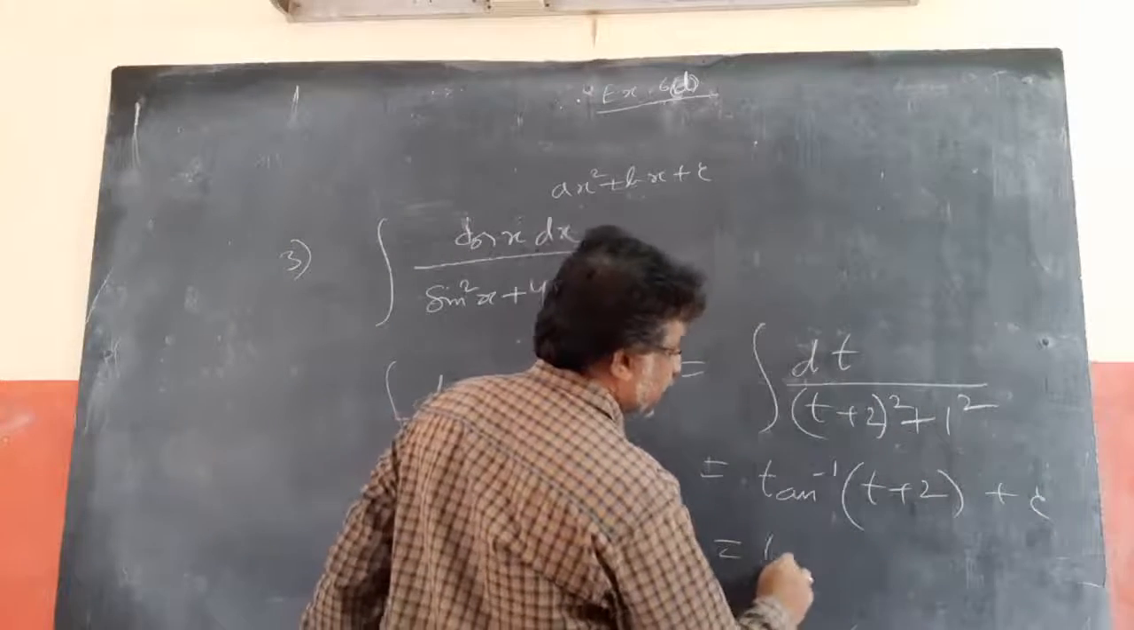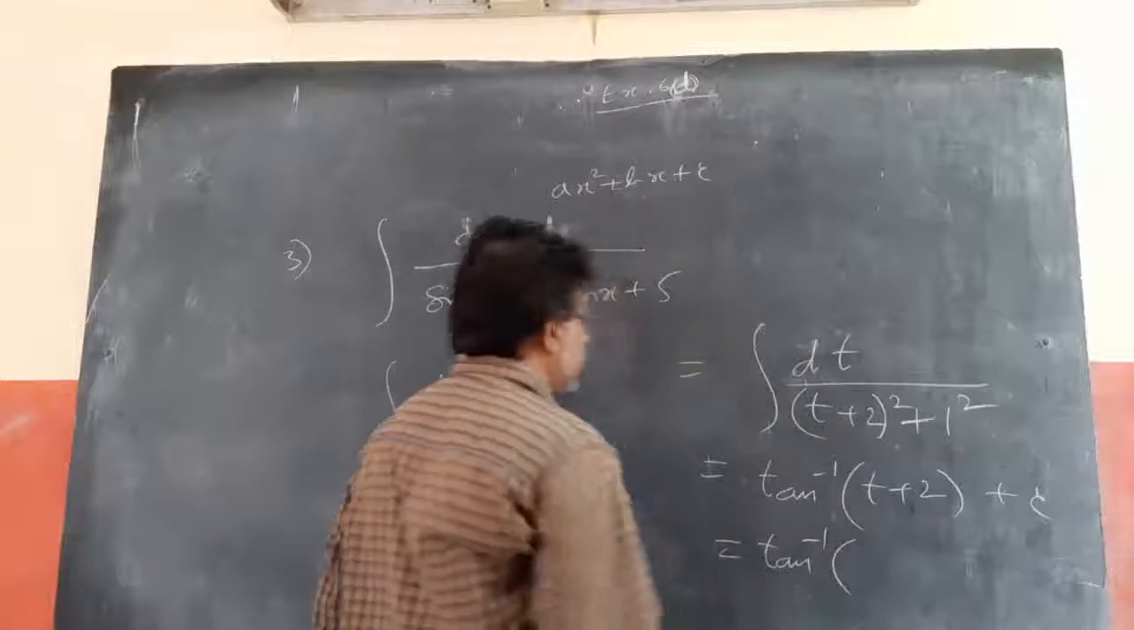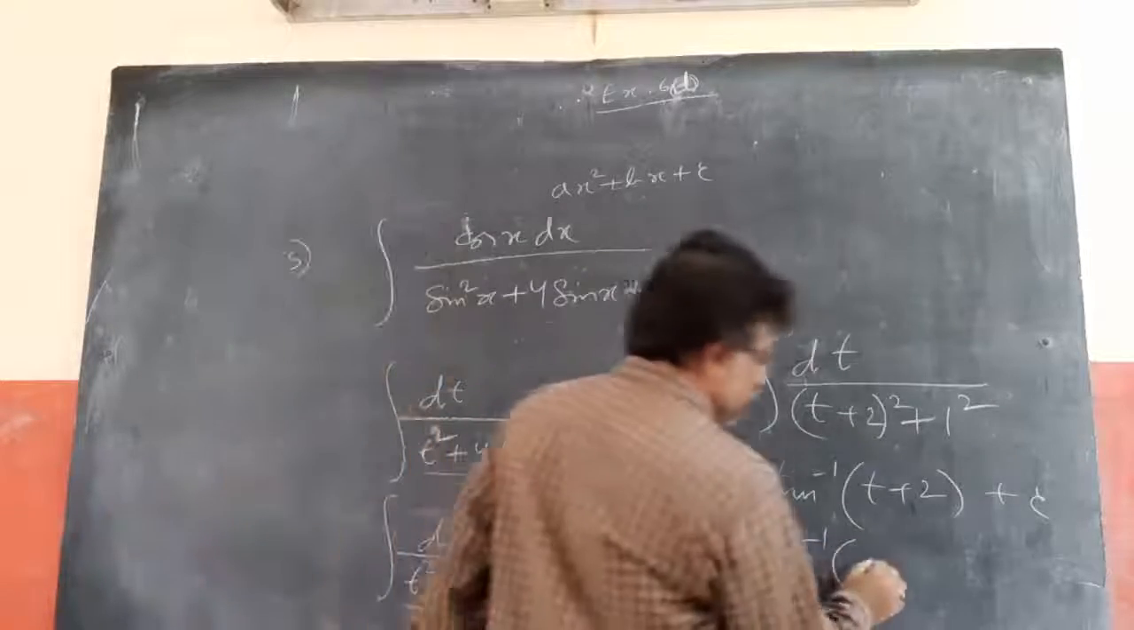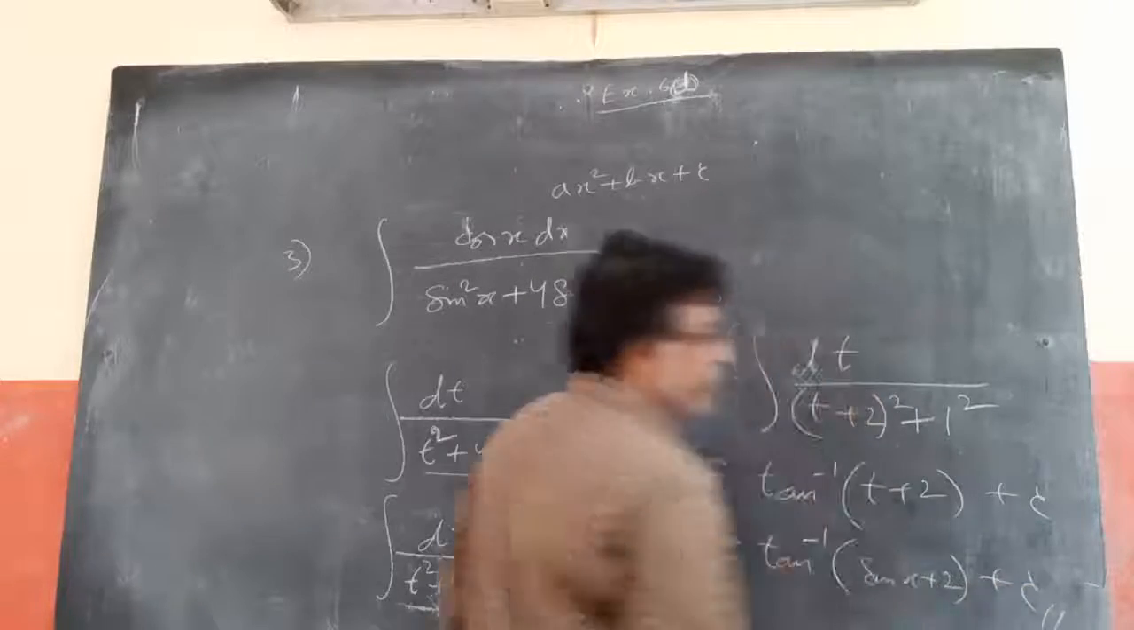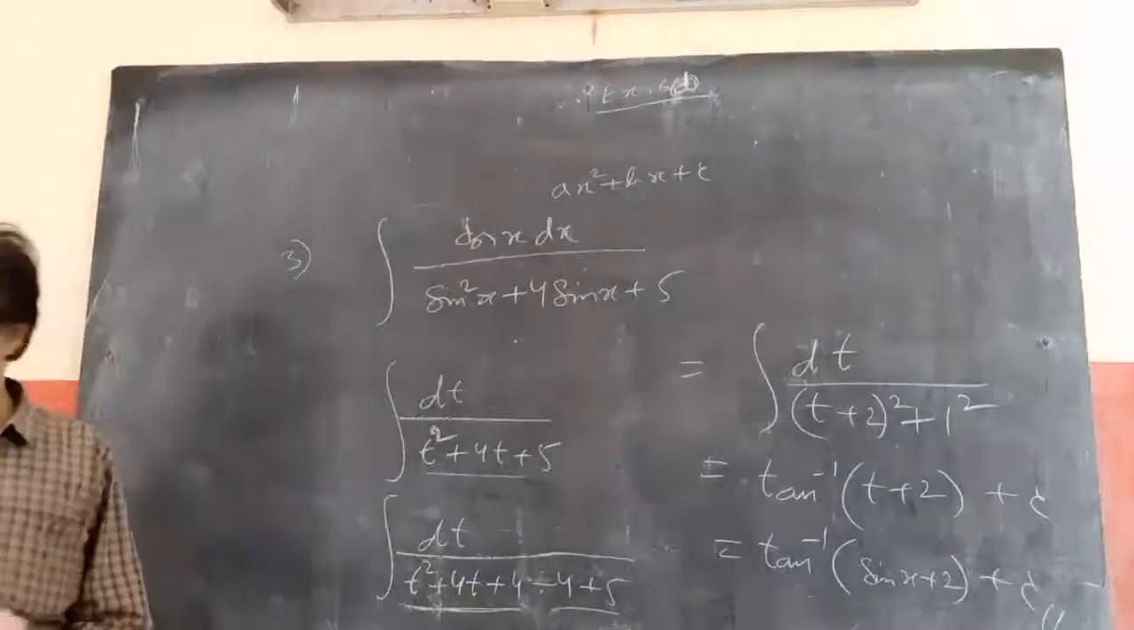Now back substituting t. What is t actually? We took t as sin x. So the answer is tan inverse of (sin x plus 2) plus c.